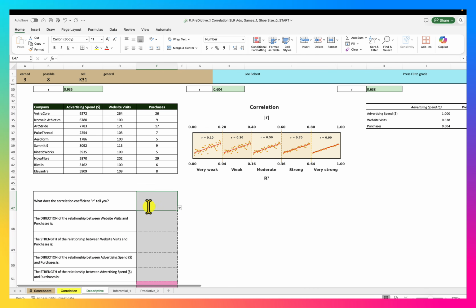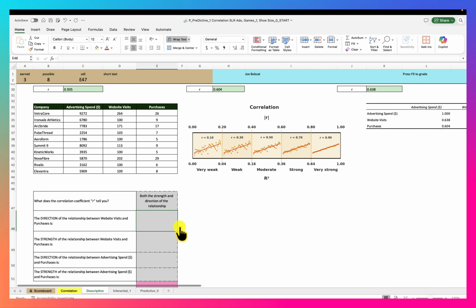So what does the correlation coefficient R tell you? It tells you both the strength and direction of the relationship. The strength is as the number becomes more extreme, right? Either towards 1, closer to 1, or closer to -1. In other words, further away from 0, it becomes stronger in both directions. And the direction of the relationship is either positive or negative.